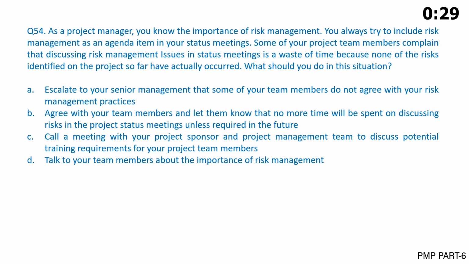A. Escalate to your senior management that some of your team members do not agree with your risk management practices. B. Agree with your team members and let them know that no more time will be spent on discussing risks in the project status meetings unless required in the future. C. Call a meeting with your project sponsor and project management team to discuss potential training requirements for your project team members. D. Talk to your team members about the importance of risk management.